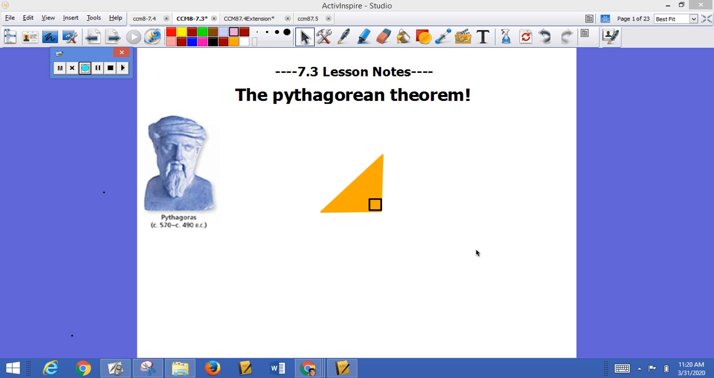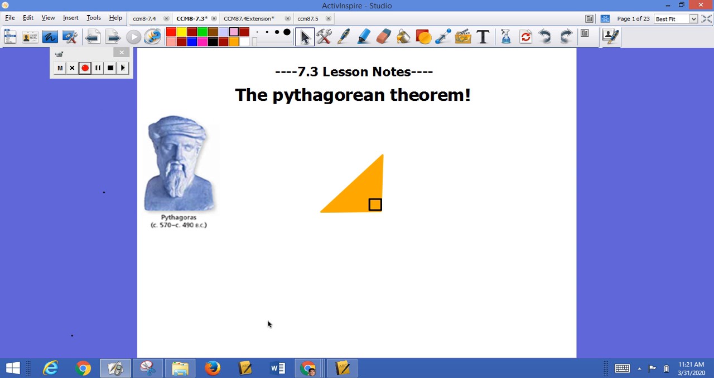This is on section 7.3, which is the Pythagorean theorem. The Pythagorean theorem is brought to us by this guy, Pythagoras. He was alive around 500 BCE, and he did a whole lot of work with mathematics and geometry in particular. His greatest accomplishment, what he's most well known for, is the Pythagorean theorem.